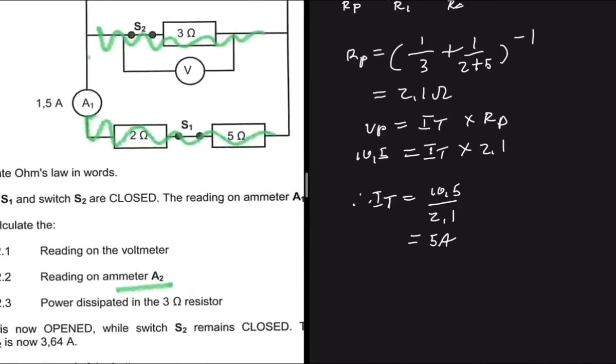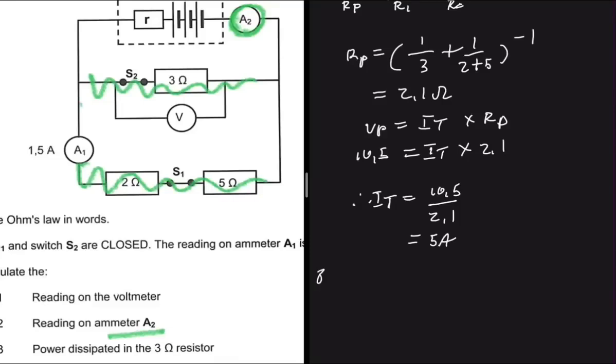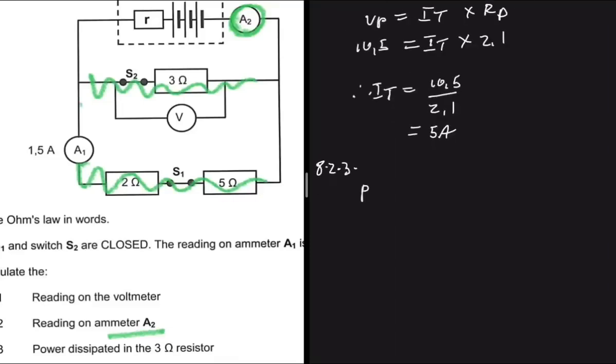We're looking for the power dissipated in the 3 ohm resistor. So to determine power, there's quite a few formulas we can use. We can say that P is equals to V squared divided by R is equals to V multiplied by I, or it is equals to I squared multiplied by R. So let's see if we can use the first formula. We have the voltage, it is 10.5 volts, and then we have the resistance, which is 3. So we can use this formula. We don't have to try use any other thing.